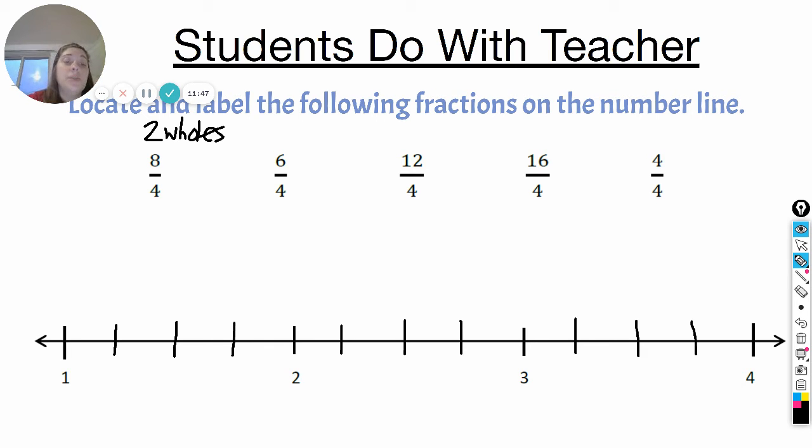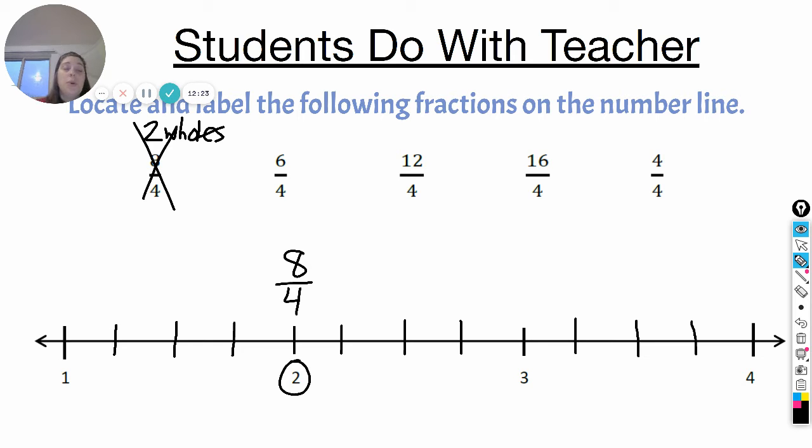So what we can actually do is put that at 2 wholes. So here's 2 wholes, and I'm going to label that 8/4 because I know that's the same as 2 wholes. Make sure you have yours labeled like mine.